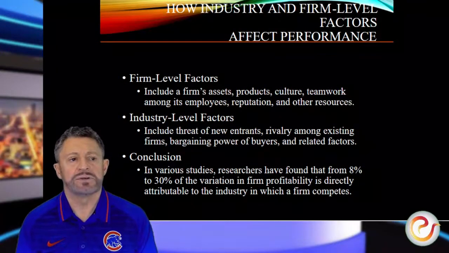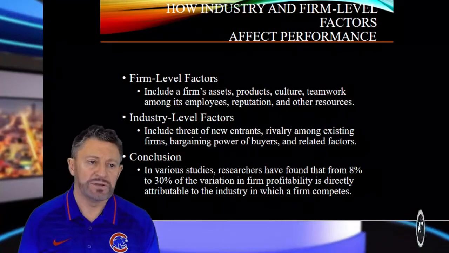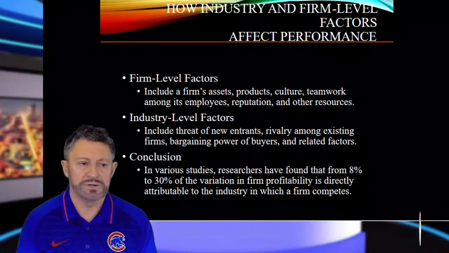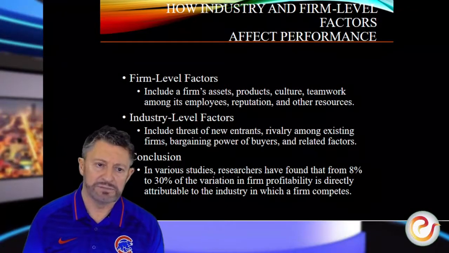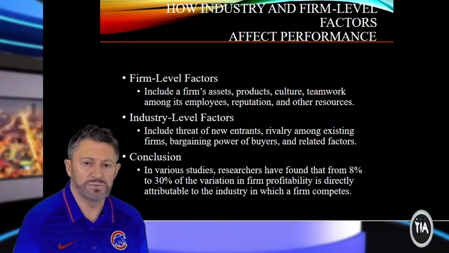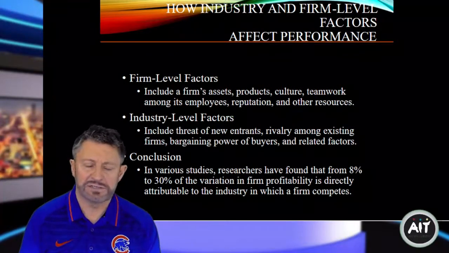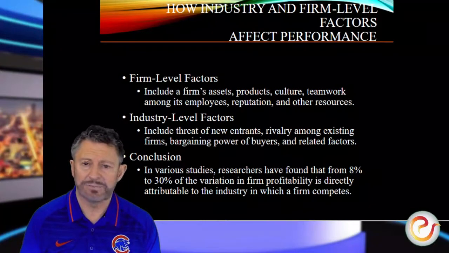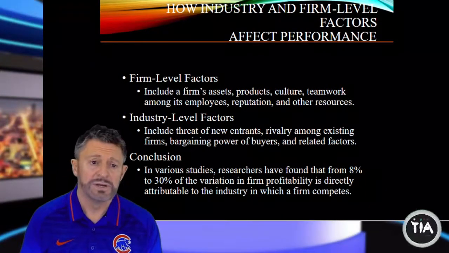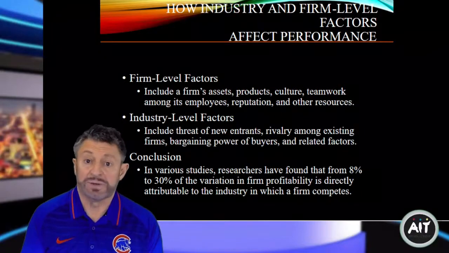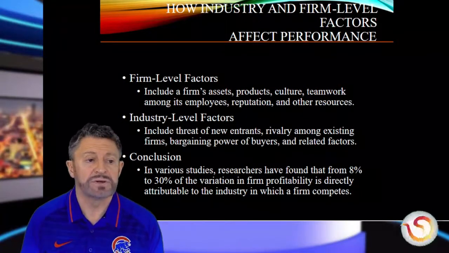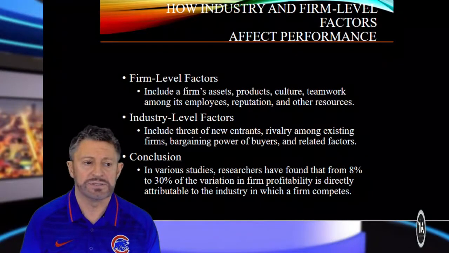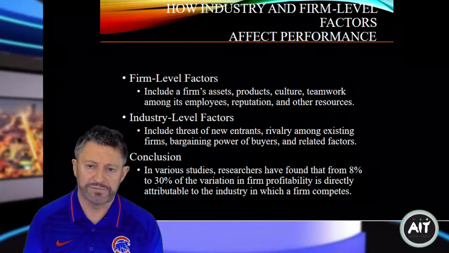So now we need to look at the different levels. The firm levels include a firm's assets, products, culture, teams, teamwork among its employees, reputation, and other resources. So this is what we look at. Have we got the skill sets? Have we got the brain power? Have we got the assets, the capabilities, the equipment, and so on to compete? And then the industry level includes the threat of new entrants, rivalry among existing firms, bargaining power of buyers, and related factors.